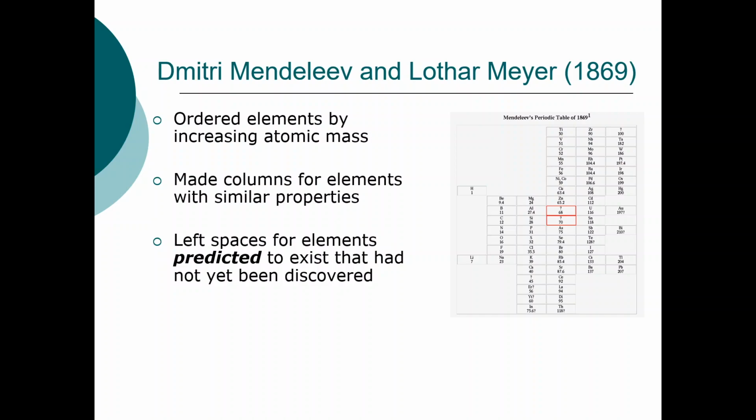You might think that the periodic table today is still organized by increasing atomic mass, but we're going to take a closer look. It actually is not. What was really cool about Mendeleev and Meyer's organization is this is the first time scientists actually recognized that there were elements that had not yet been discovered. There were holes in their periodic table where elements with a certain set of properties and a specific atomic mass should be, but they hadn't actually discovered those elements yet.